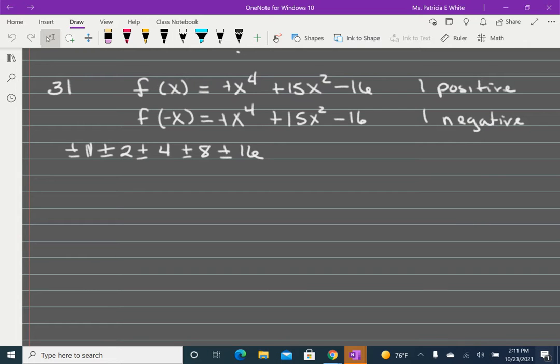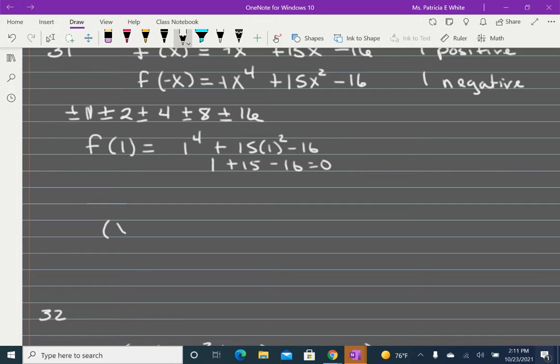All right, now I'm going to use my factor theorem, and I'm going to find out what f of 1 is. If f of 1 gives me 0, then I know I have one of my solutions. So I have 1 to the fourth plus 15 times 1 squared minus 16. 1 plus 15 minus 16 equals 0. So yeah, part of my answer is going to be x minus 1. So synthetic division.